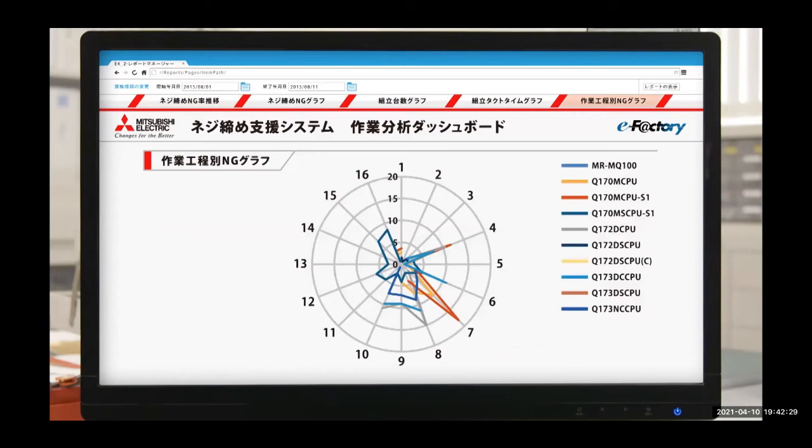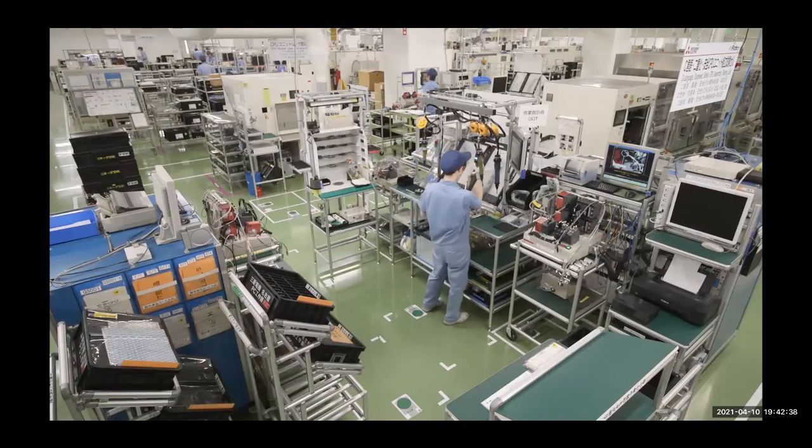The graph showing the number of defects by work process helps identify the processes in which screw tightening defects often occur. Improvements can be made quickly by jig replacement and design change.